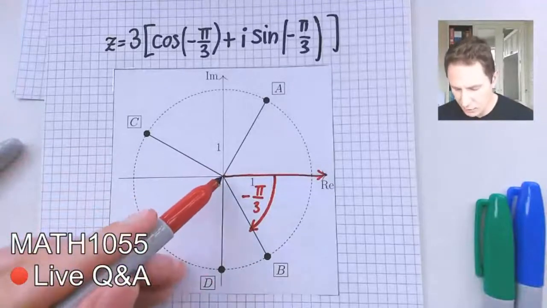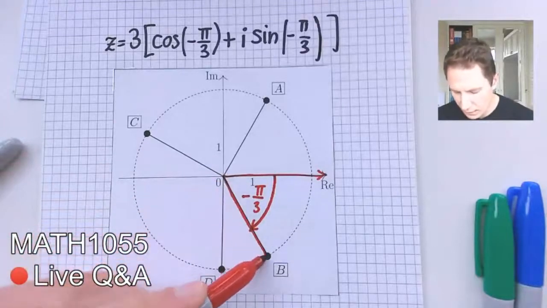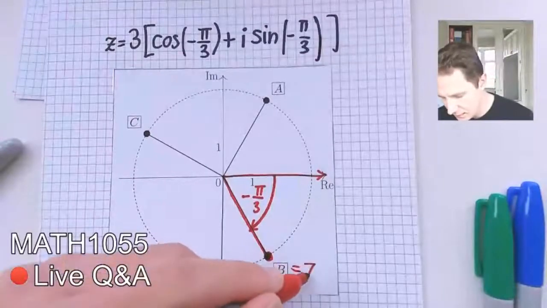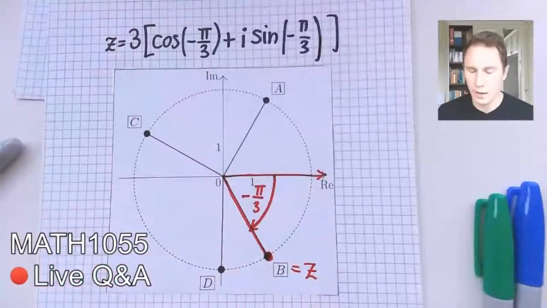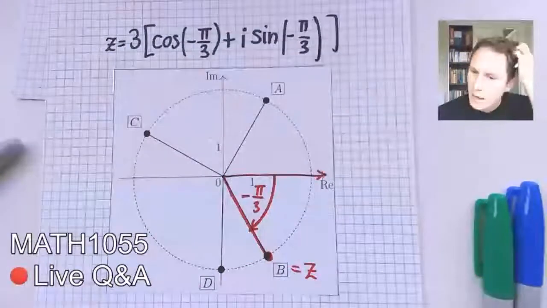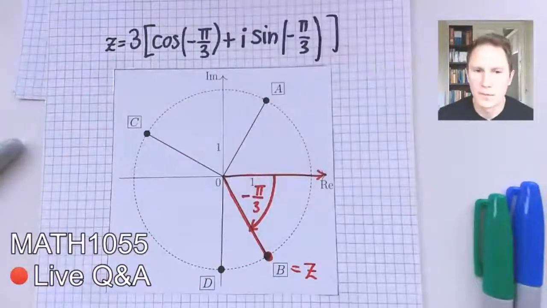That gives us the argument. So it will be this number. So this is Z, and point B was the correct answer. Okay, I hope it was kind of clear.